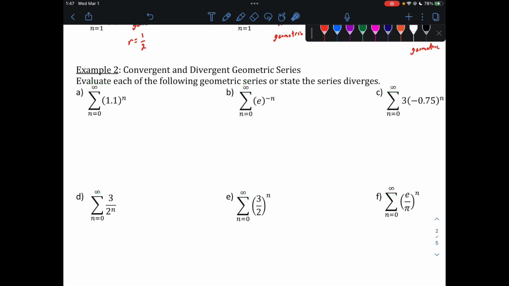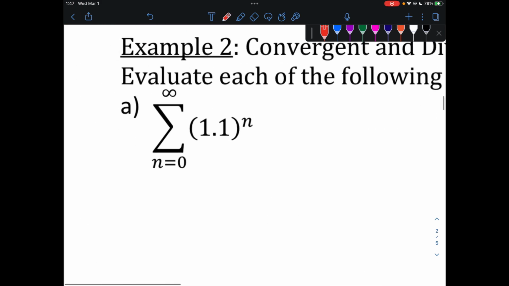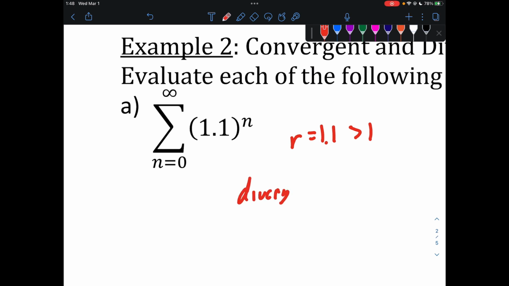If r is bigger than 1, it diverges. If r is less than 1, we can find the sum. Okay, so the first one, r is 1.1, which is bigger than 1. So this one diverges. And by diverges, we just mean that the answer goes to infinity.